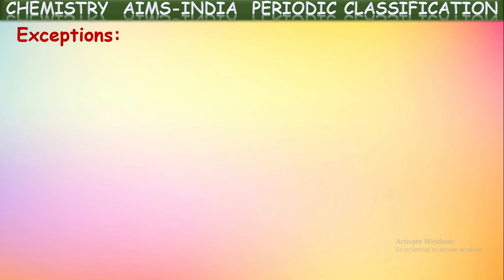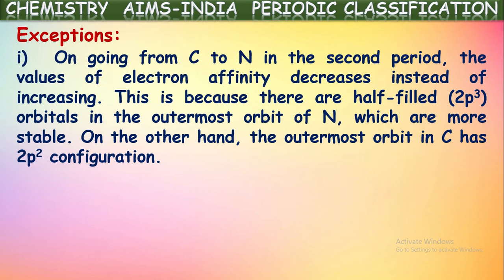But there are some exceptions to this generalization. What do we say in general? In a period from left to right, atomic size is decreasing, nuclear charge is increasing, and hence electron affinity increases. This is the generalization. But there are some exceptions to this. Let us see what those are.